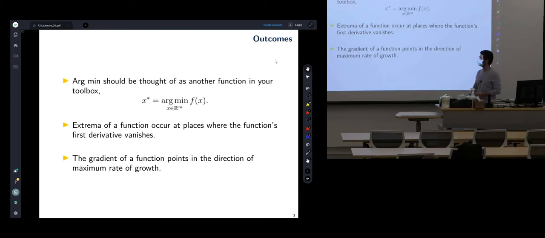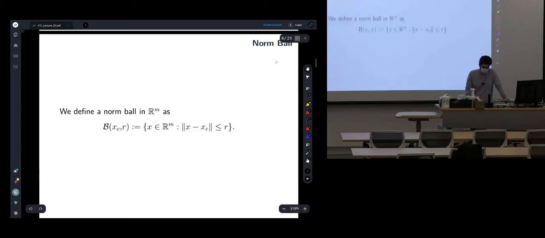So hopefully we're going to make you comfortable with this notation. We want you to think about argmin as a tool that you have and can comfortably use to solve a problem that you define. We want to talk about extrema of the function. Extrema are minima and maxima of your function. And we want to find out what is the maximum rate of growth. What is the natural direction to follow? And that will lead to a very popular algorithm called gradient descent.